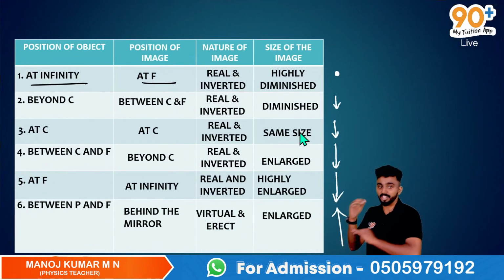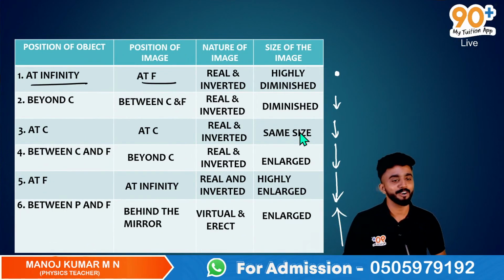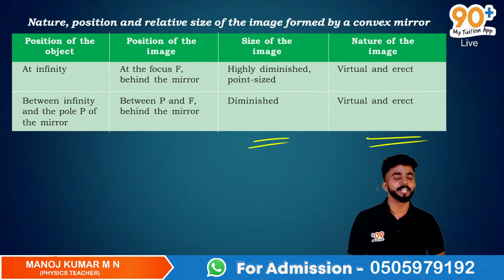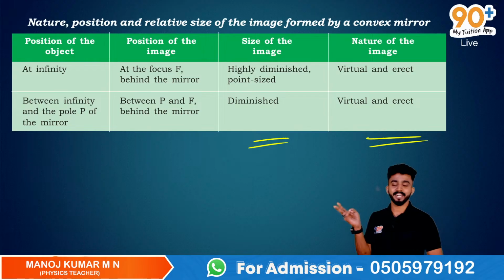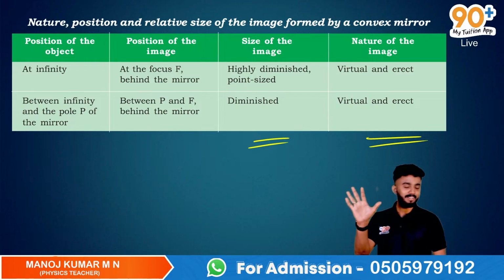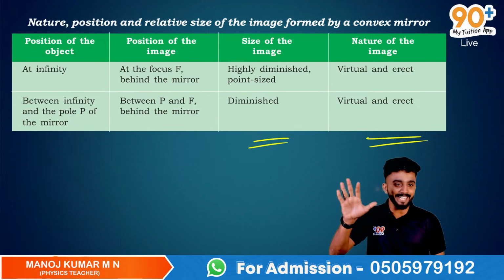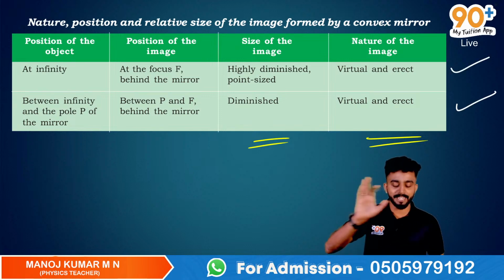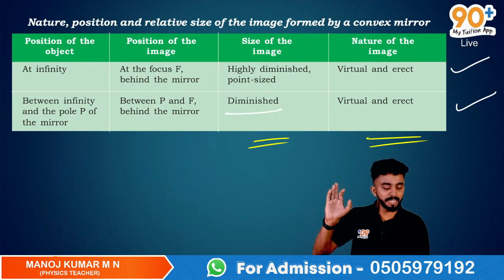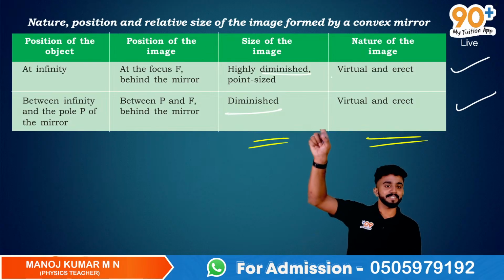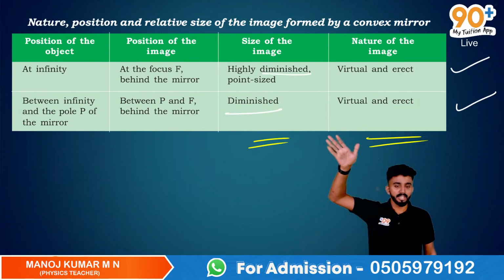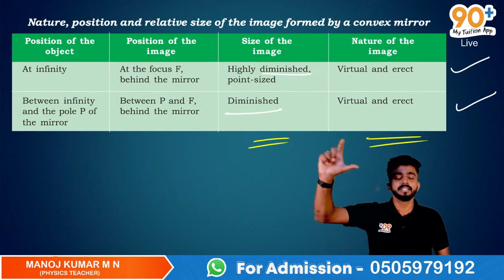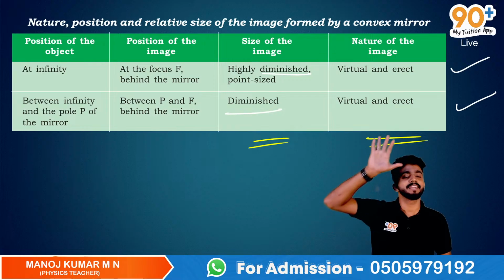I hope you're thorough with this table of concave mirror. Now we have the case of a convex mirror, so you can compare and study concave and convex. In the case of convex mirror, in all the cases, the nature of the image will be virtual and erect every time, and the size of the image will be diminished always. First case, if it's at infinity, it is highly diminished. In other cases, it is normally diminished. So make sure that you memorize the image formed will be diminished for sure and the nature will be virtual and erect.